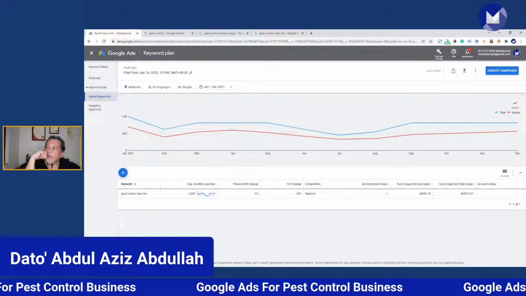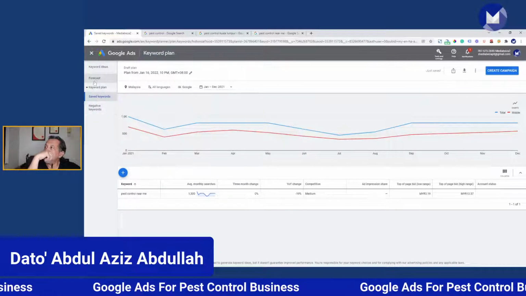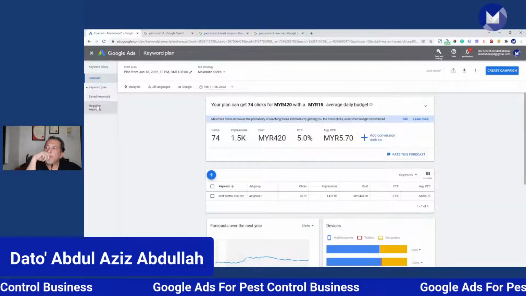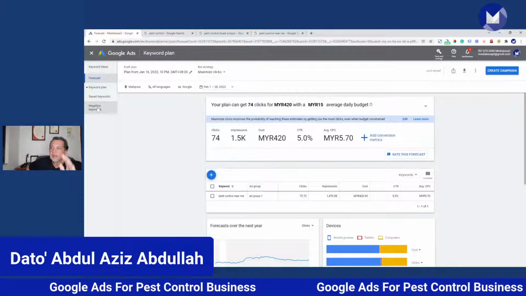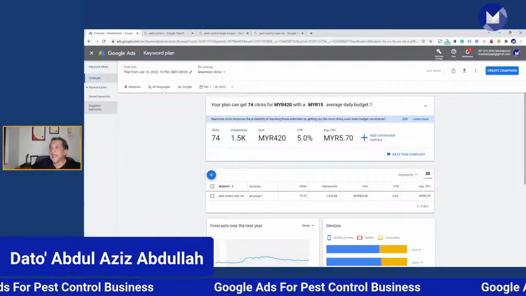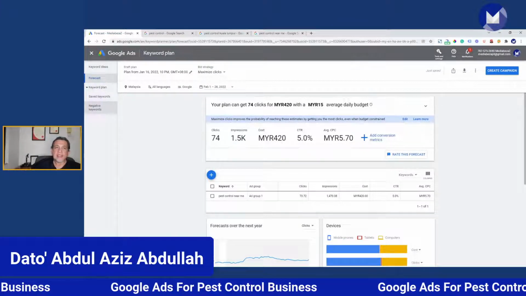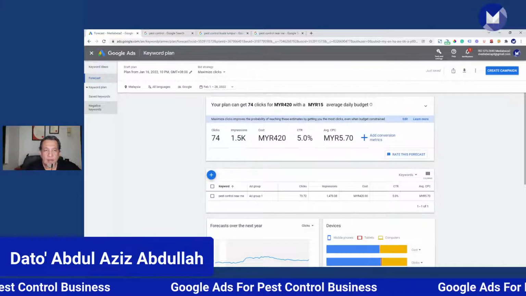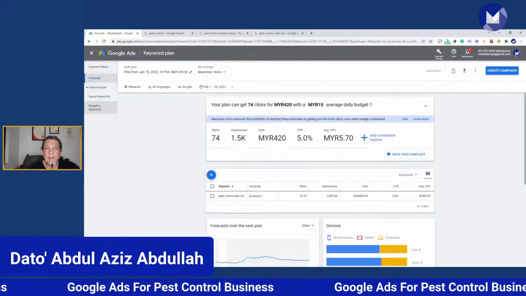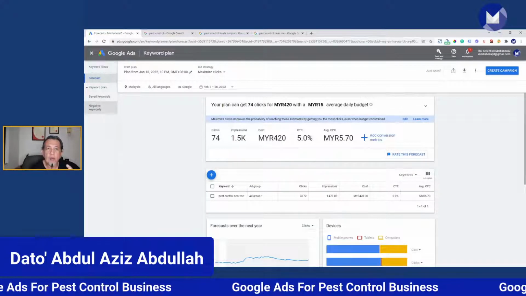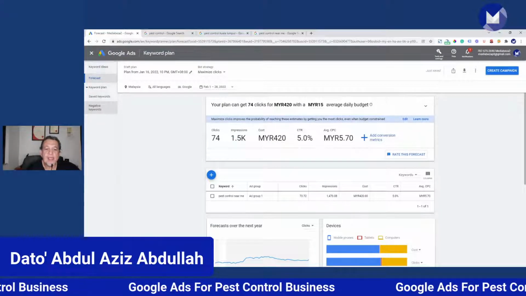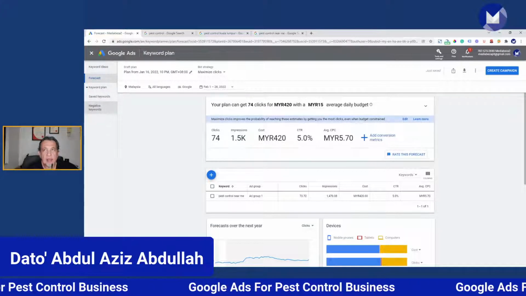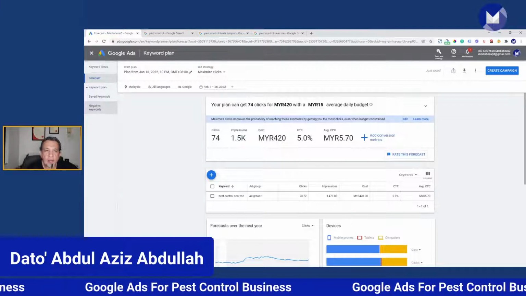As usual, there are about 1,300 searches. So let's do a forecast for this particular keyword. Now what Google is saying is that the clicks are fewer. Like I said earlier, when someone types pest control, they may not be looking for a pest control company to engage. They might be just looking for pest control information. But when someone searches pest control near me, they are already almost at the decision-making stage of engaging a company.